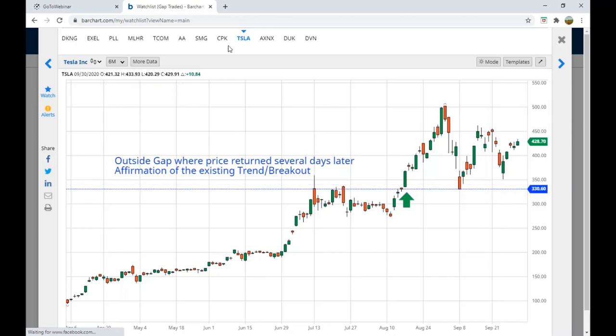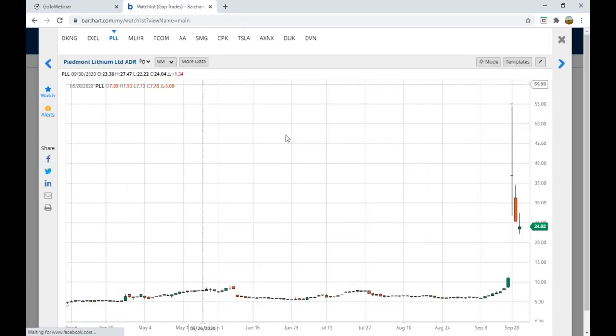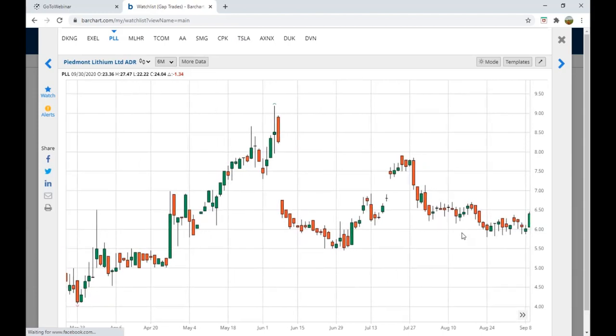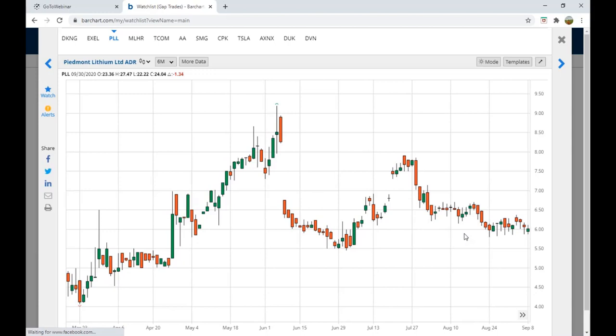All right. Now, the last one that I want to show you so we can kind of tie this all together is Piedmont Lithium. And so let's watch this unfold. And this is kind of what I've been trying to reinforce, this cycle of gaps as it relates to our trends. So here we can see a market that is kind of in sideways action. I don't really think we can define it as an uptrend or a downtrend, but certainly in the last few weeks here in the month of August, price has been retreating, not advancing, but just retreating.